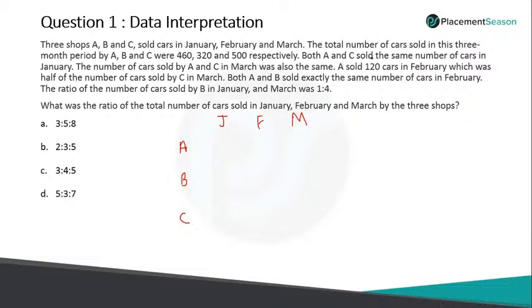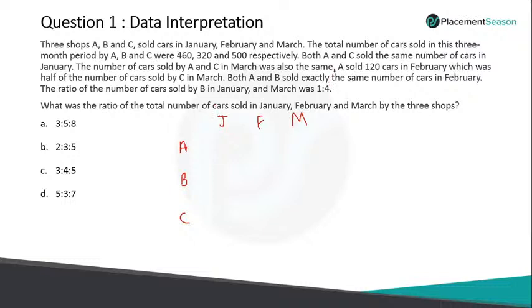Both A and C sold the same number of cars in January, so for A and C in January the numbers should be the same. The number of cars sold by A and C in March was also the same, so March also A and C will be the same. A sold 120 cars in February, which was half the number of cars sold by C in March.